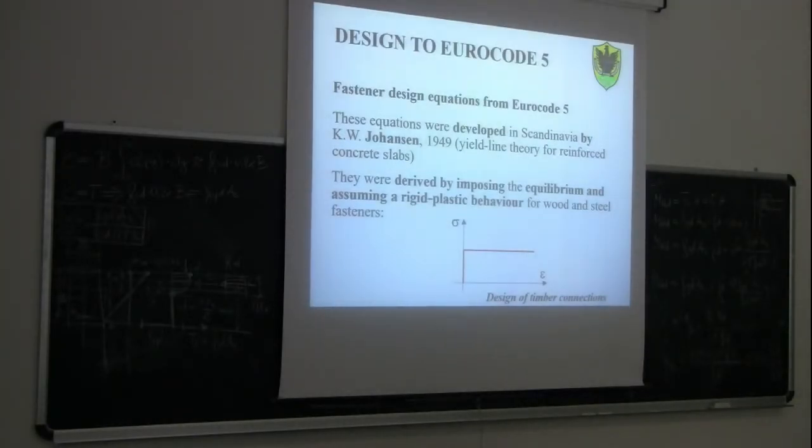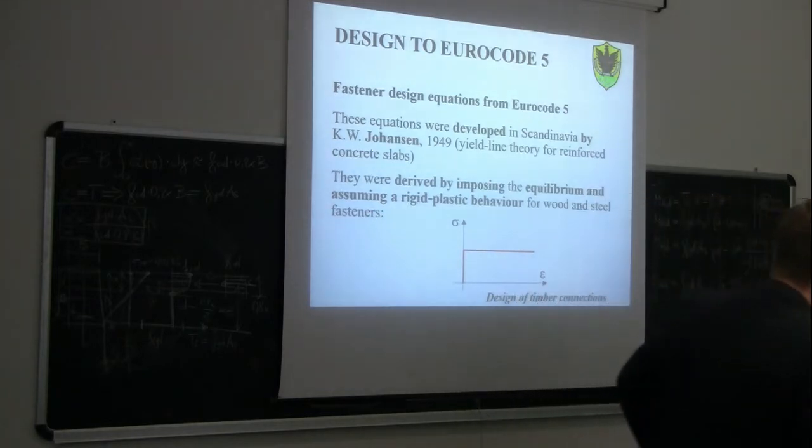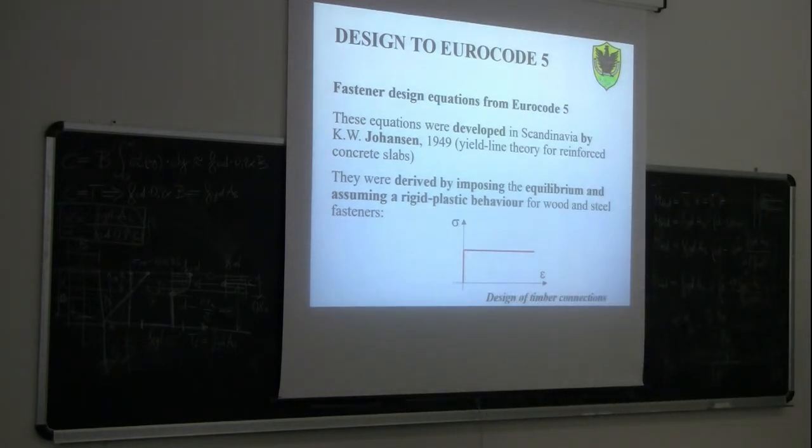Today, the topic of this first part of the lesson will be the equations to work out the failure load of a connection with double type fastener. As we mentioned on Monday, in order to find the equation to design the connection with double type fastener, we need to use some equations that are currently in the current Eurocode 5. Those equations were developed in Scandinavia in 1949 by Johansen.